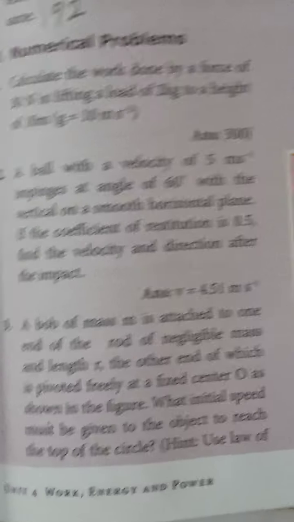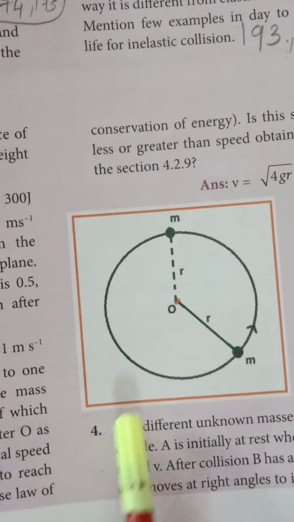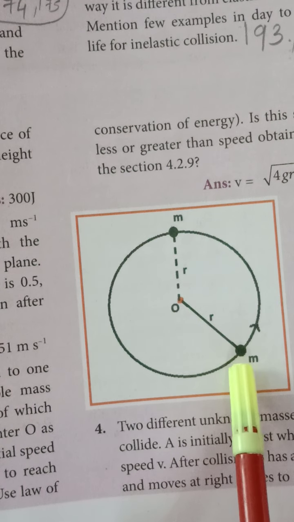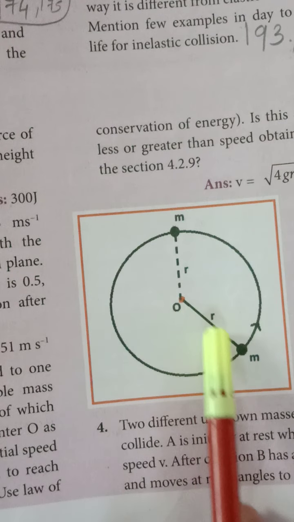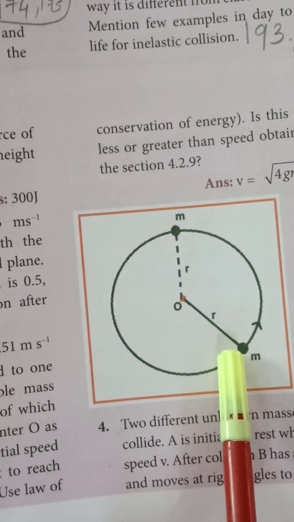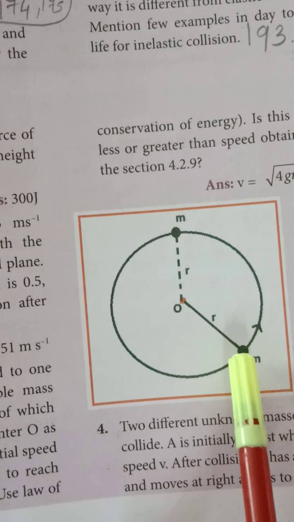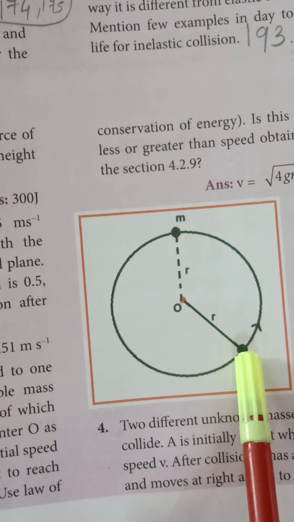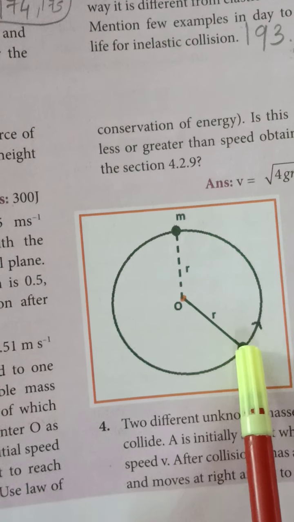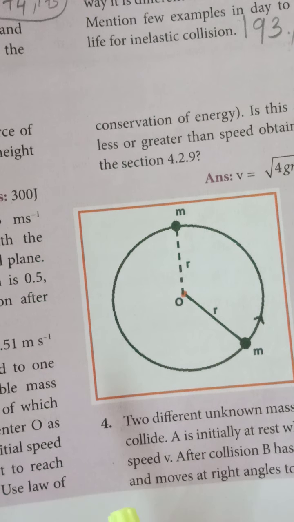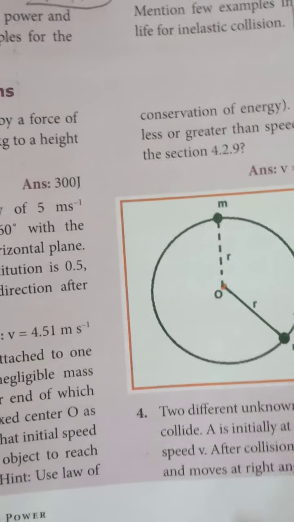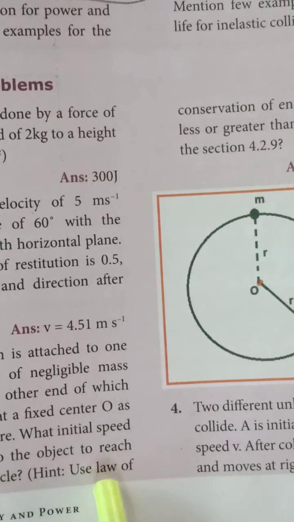See, this is the diagram. O is the fixed end, and this is the mass of the object, m, the bob. This radius is the string length to the center. They are asking what initial speed must be given to the object to reach the top of the circle. So we want to find the initial velocity of the object, that is v1. Hence, use the law of conservation of energy.